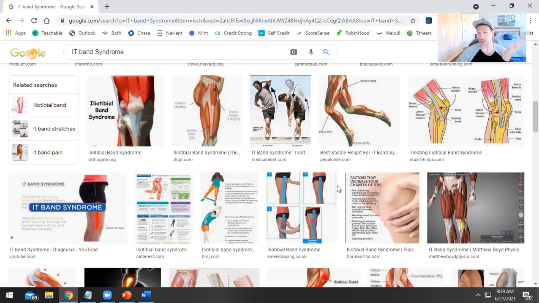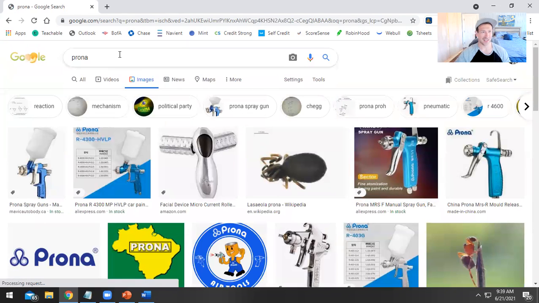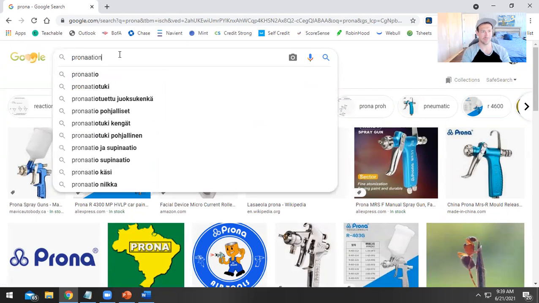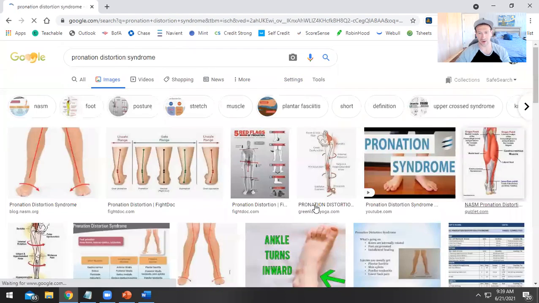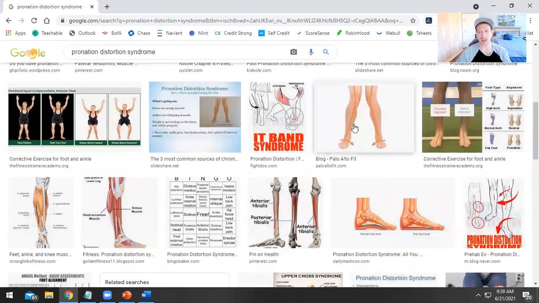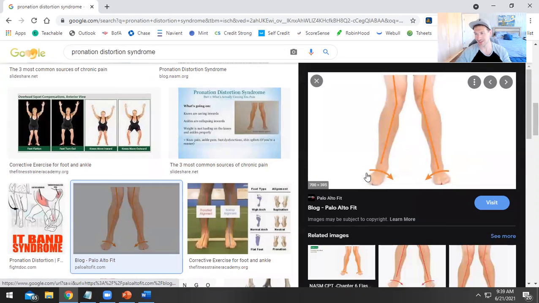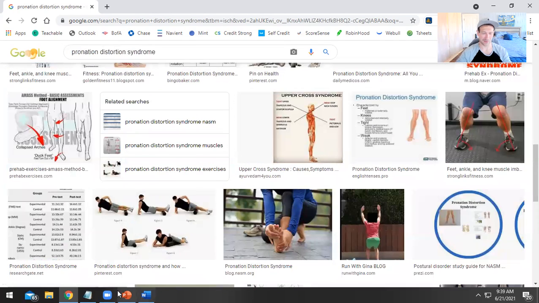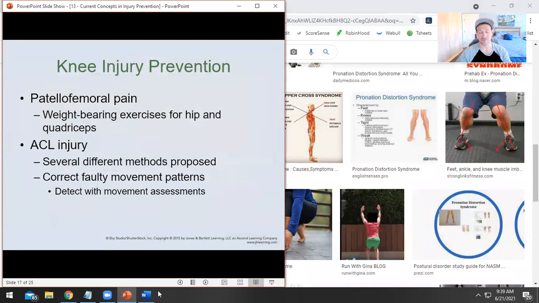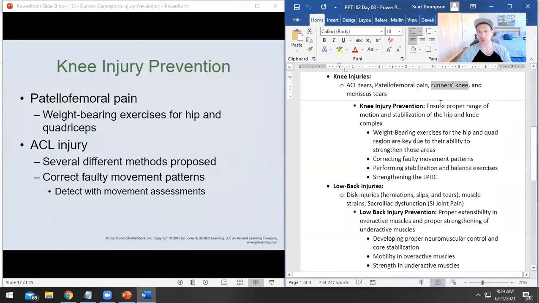We've got to fix that pronation distortion syndrome, guys. It's the cause of like every freaking injury we've talked about today. Again, we do not want this posture in our clients. We've got to fix the feet flatten, knees cave in thing. It's causing all of our problems. So that's a big one for runner's knee.